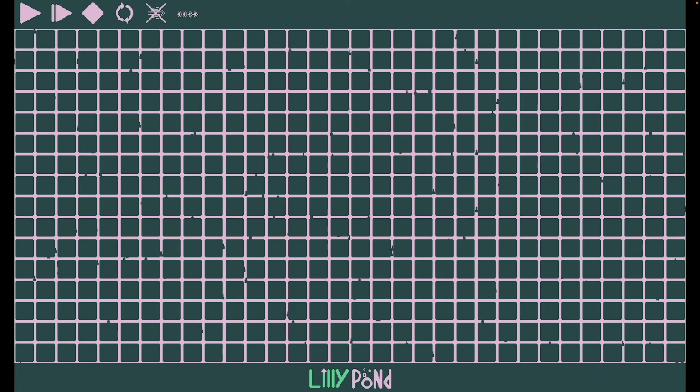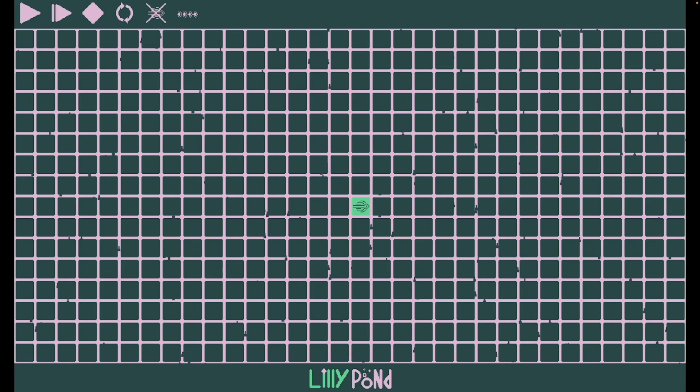The Lillypond takes place on a grid of squares. Each square is called a cell, and they can be in lots of different states. This is a tadpole. The tadpole moves one cell in the direction that it's facing. Tadpoles cannot move through other cells except for empty cells.